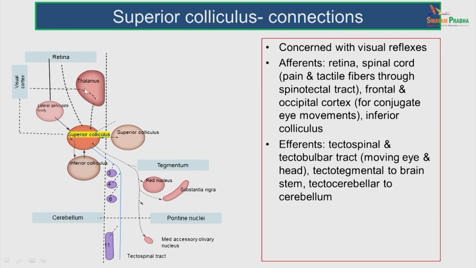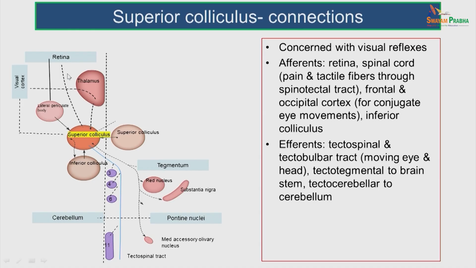Now let us see what is the importance of the superior colliculus. As we know, the superior colliculus is concerned with the visual reflexes. It receives communication from the retina. Again, this helps in turning the head and eye towards the source of light and also closure of the eye.